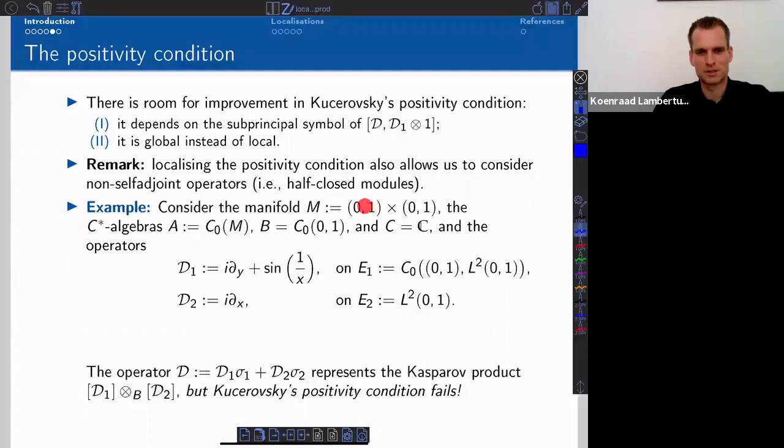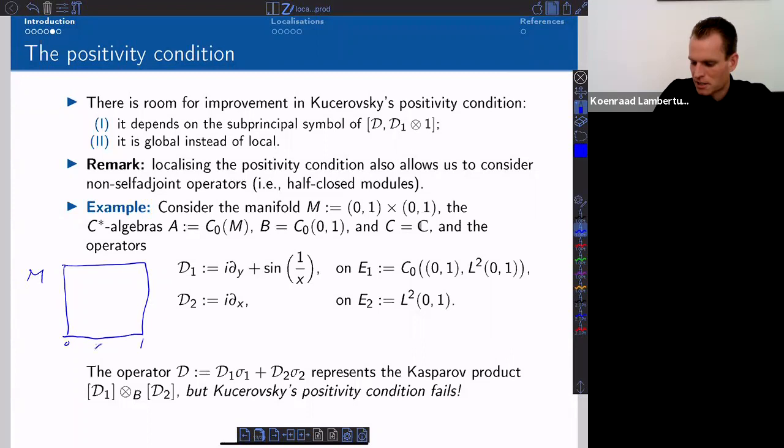So there's two copies of the unit interval. So algebra A will be the functions on this unit square, B is the functions on the unit interval, and the algebra C is just the complex numbers. So the picture more or less looks like this. So we have our unit square. So this is our manifold M.